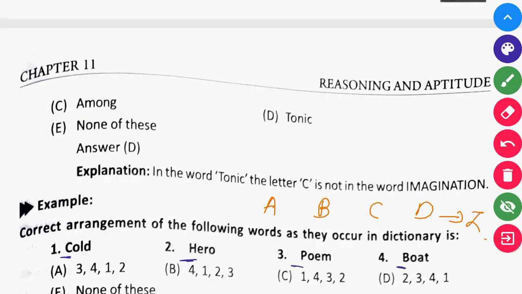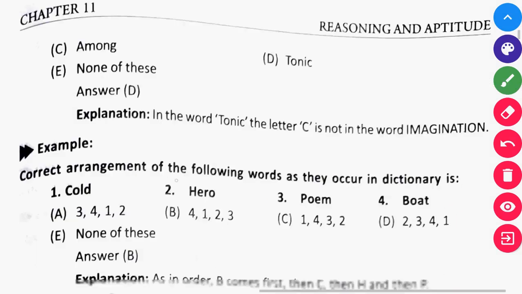Now which letter comes first in the dictionary? B, then C, then H, and then P. So the sequence will be 4 1 2 3. 4 1 2 3. Where is your option? Option B. Okay, so this is one pattern.